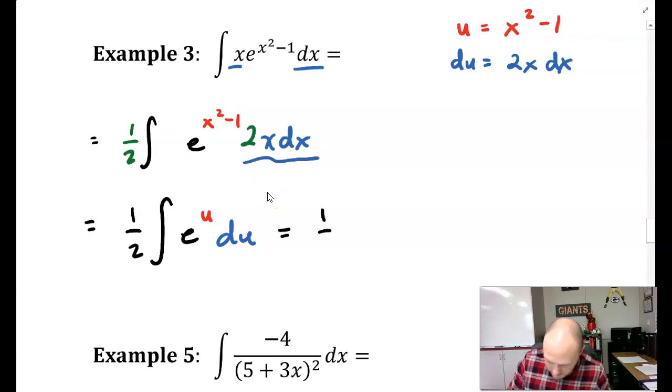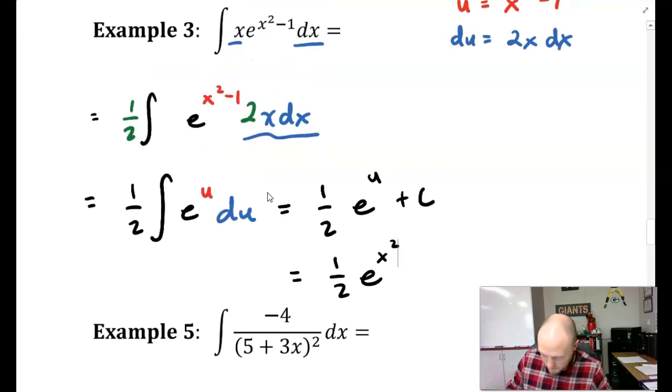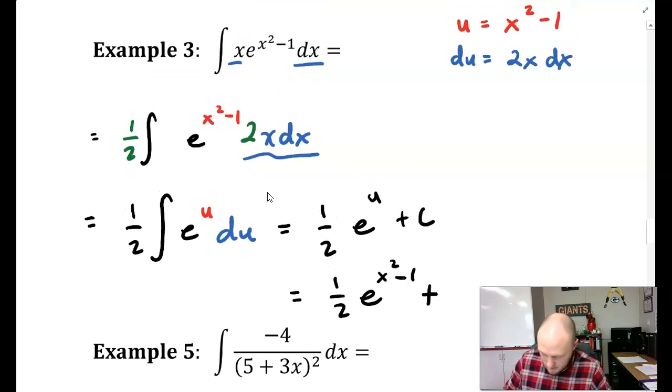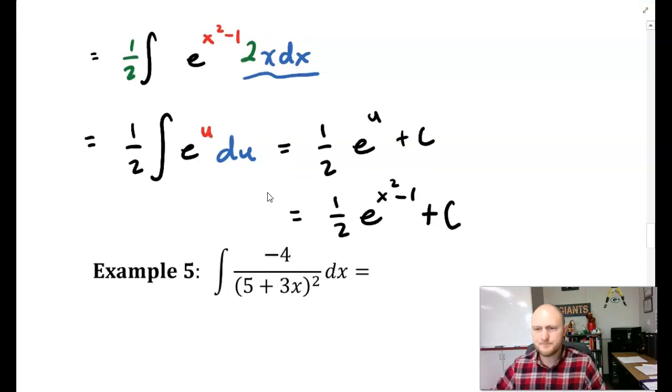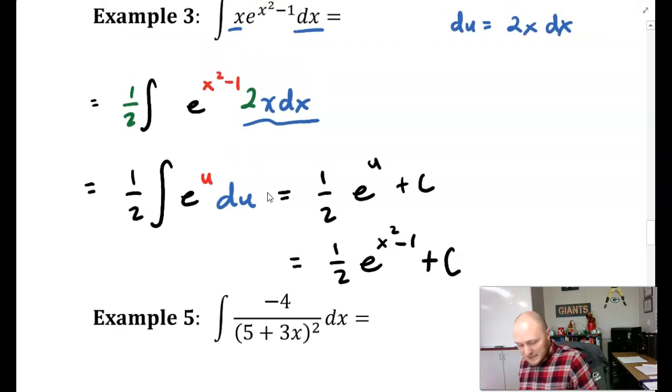So I'm going to go ahead and integrate this. We get 1/2 e to the u plus a constant, which just gives us 1/2 e to the power of x squared minus 1 plus a constant. There it is. U substitution's easy. It's easy, man.